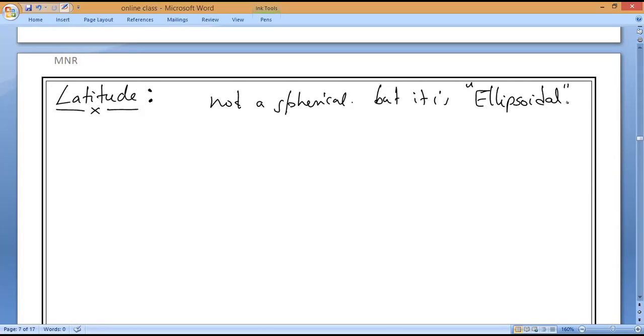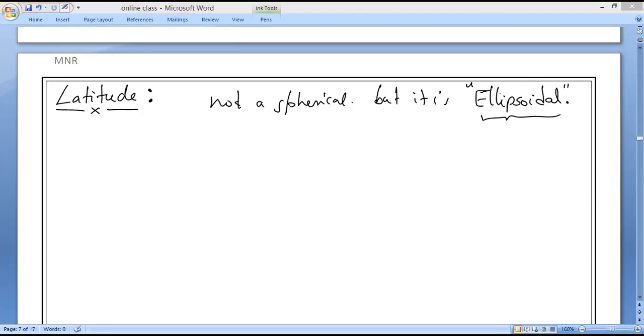So what do you mean by ellipsoidal? Can anybody tell what you mean by ellipsoid? Please respond. I have sent you one PDF, one soft copy, and as well as those who are all having the book.